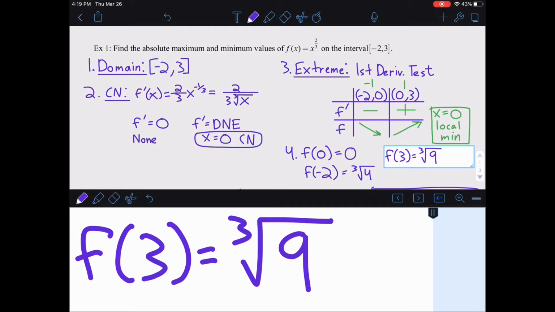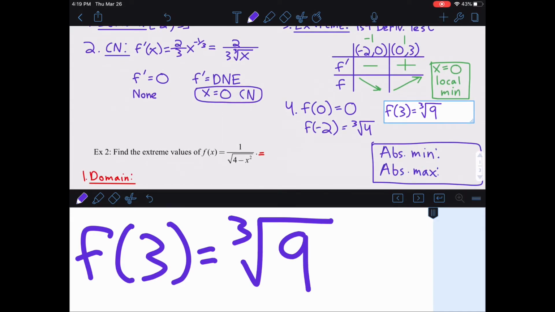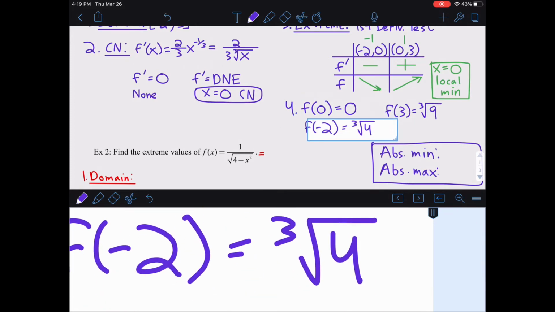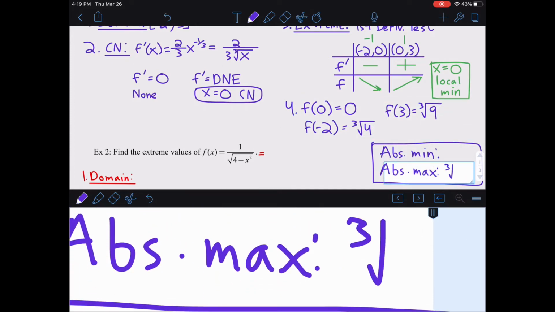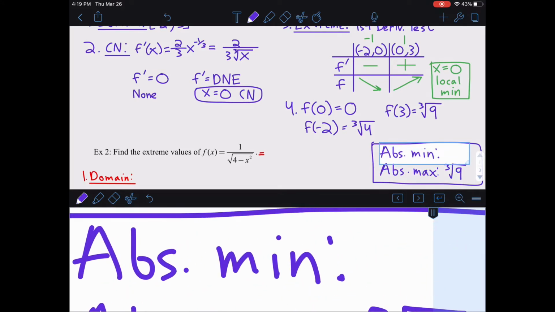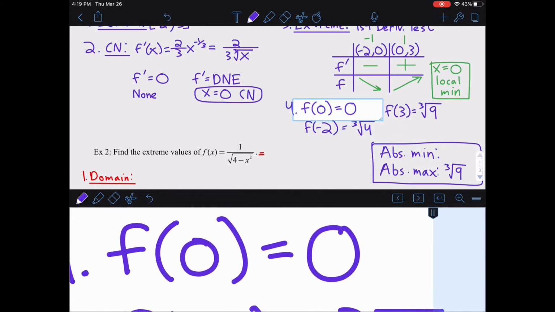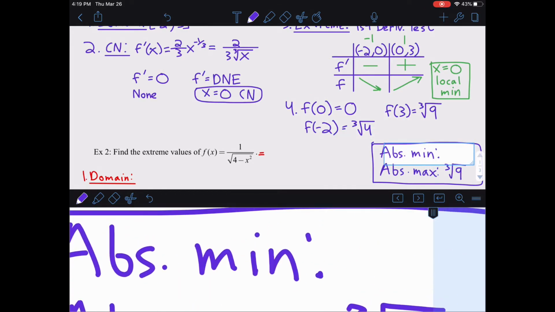Okay, so now absolute max, absolute min, that's what we were tasked with finding, right? So let's see what they are. What's the biggest out of my 3 outputs? It is going to be the cube root of 9. And what's the smallest of my 3 outputs? That's going to be 0.